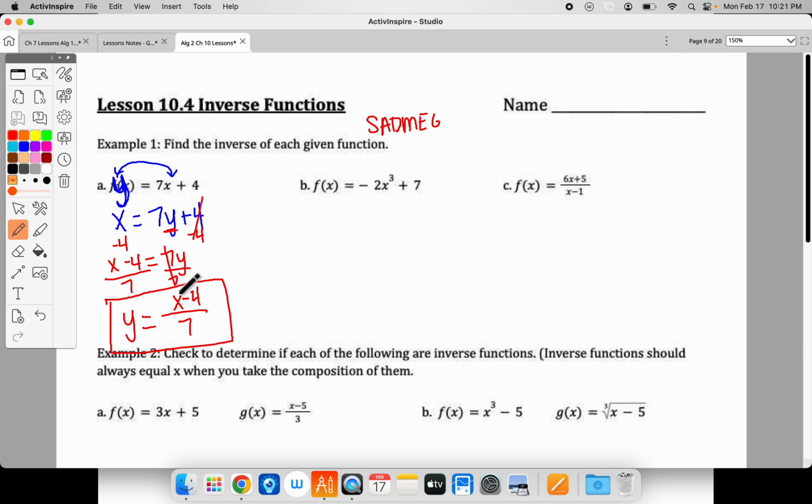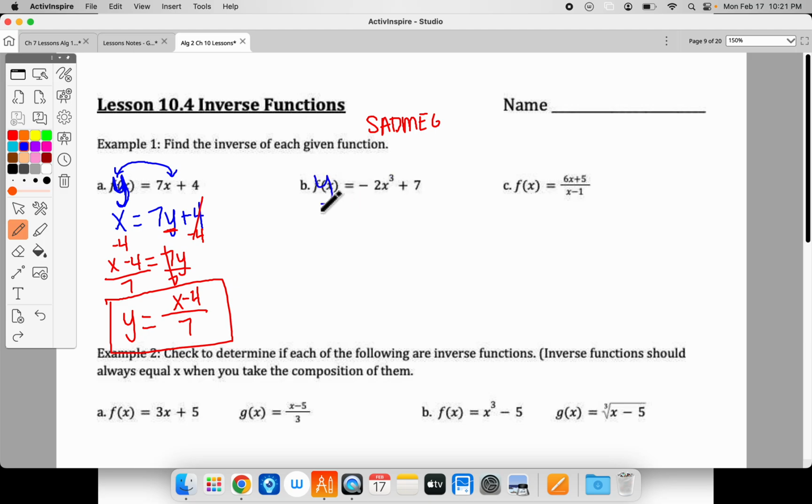How they show this quite often is they'll put that f of x in there and it'll have a little negative 1. So that would mean the inverse function of the original equation of y, of the f of x. So if you see the little f with the negative 1, that's just what that means.